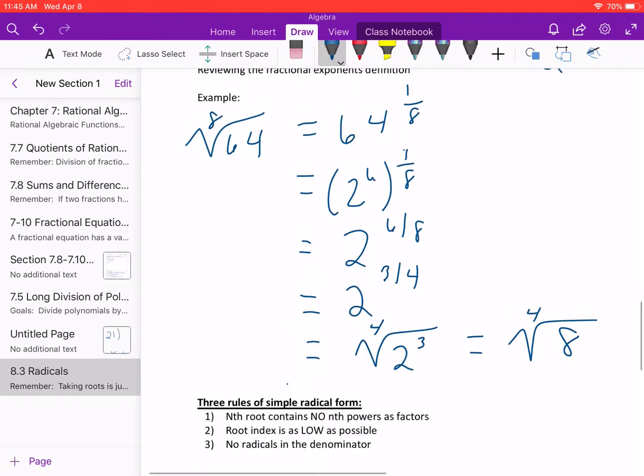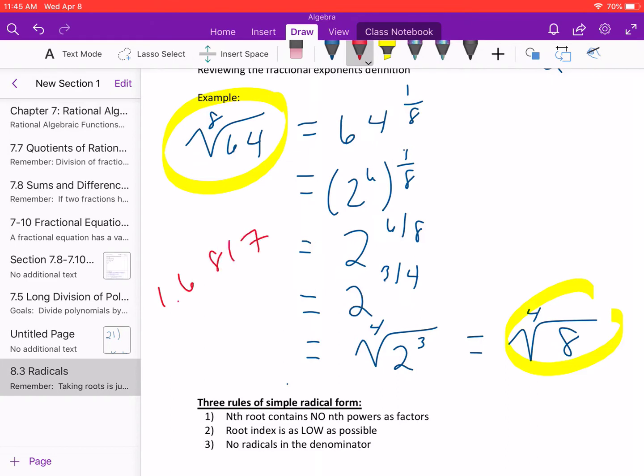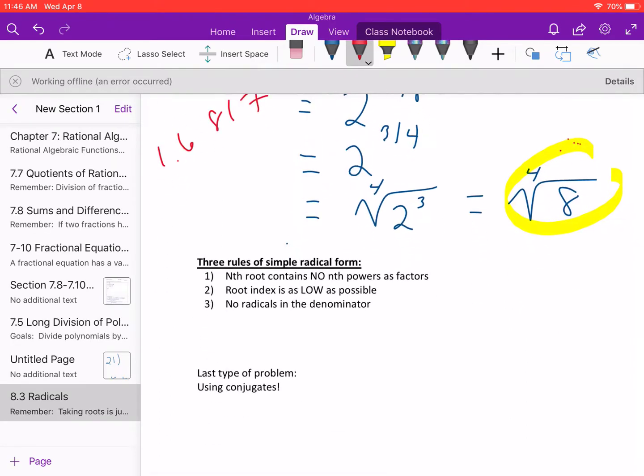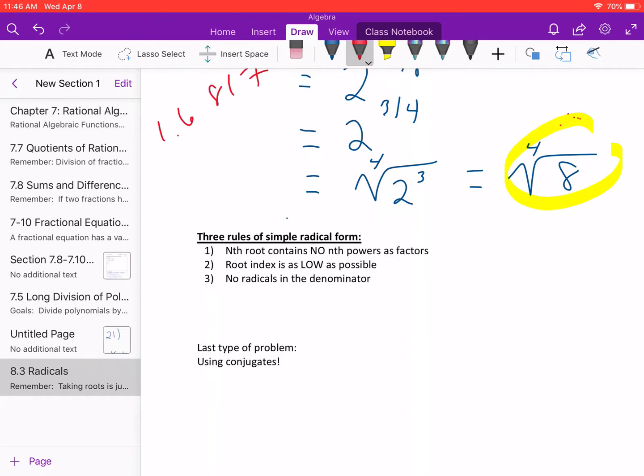So the 4th root of 8 and the 8th root of 64, when put into a calculator, will come out as 1.6817. So this value is the simplified version of our example. There are 3 rules that you need to remember when we are trying to do simple radical form. And those rules are: the nth root contains no nth powers as factors, the root index must be as low as possible, and there can be no radicals in the denominator.